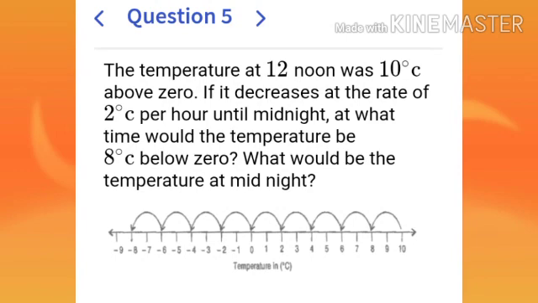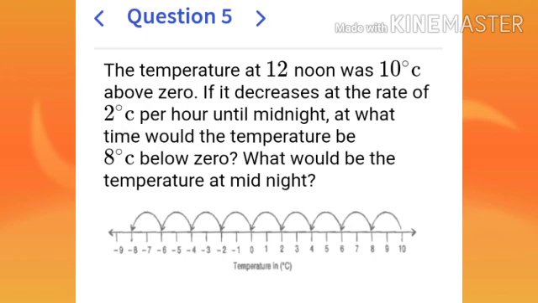Here is the fifth problem. The temperature at 12 noon was 10 degrees Celsius above zero. If it decreases at the rate of 2 degrees Celsius per hour until midnight, at what time would the temperature be 8 degrees Celsius below zero? What would be the temperature at midnight?